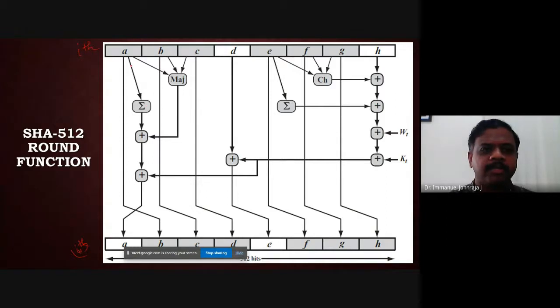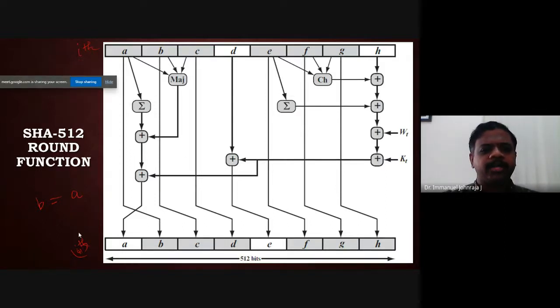What is happening, sir? For example, what's happening to B, I can easily write the formula here. B is equal to A. So the value at register B for the next round is the value currently in register A. It is very easy to write the majority of these values. For instance, look at D. D is actually C. F is actually E. G is F. H is G. Where are we getting the change?